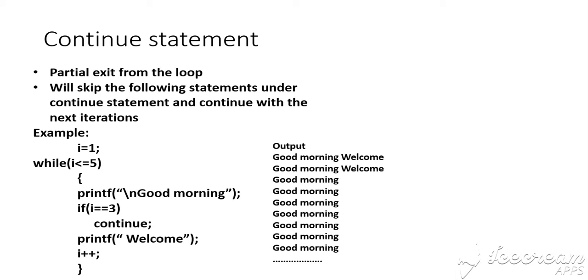So the condition is true. The following statements will be skipped. Again the program will continue with the next iteration. As the value of I remains 3 itself, the loop will continue continuously and good morning will be printed, but welcome will not be printed as the condition is true. As the value of I remains 3, always the condition will be true and the following statements will be skipped.